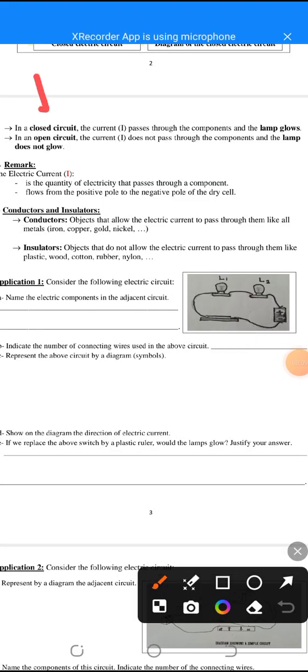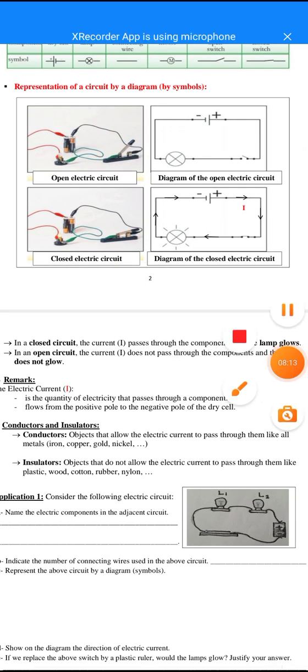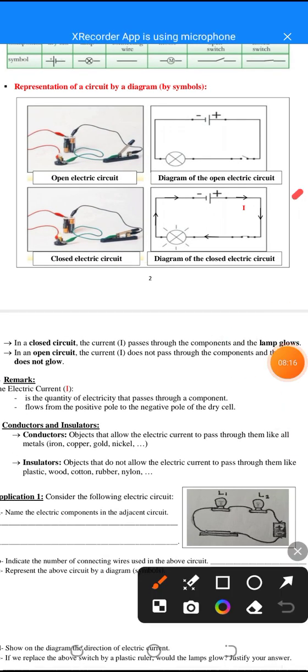So, a brief summary, in a closed circuit like this one, what happened in a closed circuit? In the closed circuit, the electric current I, we abbreviate the electric current by I because it's the intensity of the electric current, the quantity of electricity that passes through the component, and the lamp glows. So because the electricity moves, the lamp glows, we call it a closed circuit.